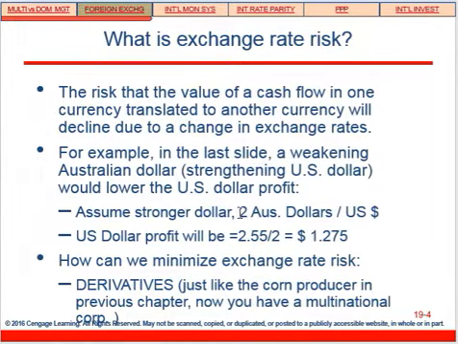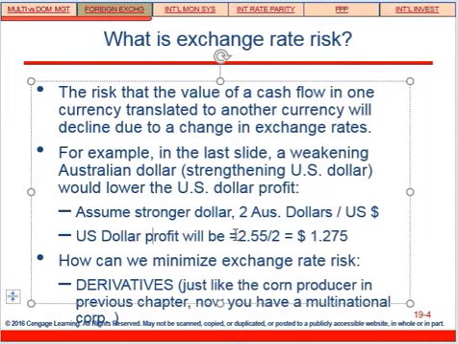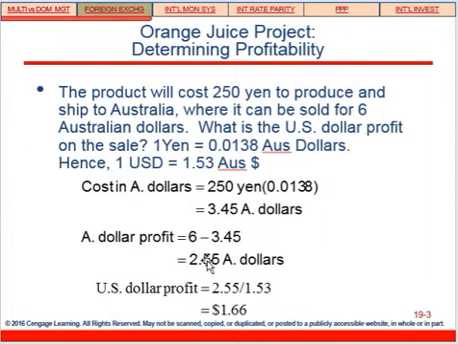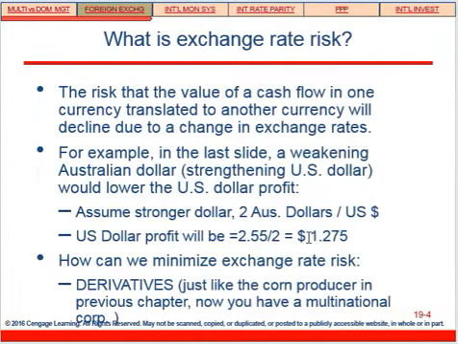So we have a stronger US dollar, and the profit in Australian dollars in this case will be 2.55. This doesn't change. The exchange rate, this 1.53, is changing to 2. Now our US dollar profit will be 1.275. So in this multinational operation, we are facing an exchange rate risk. A strengthening US dollar in this particular case is causing us a decline in profit in our home currency, US dollar in this case.